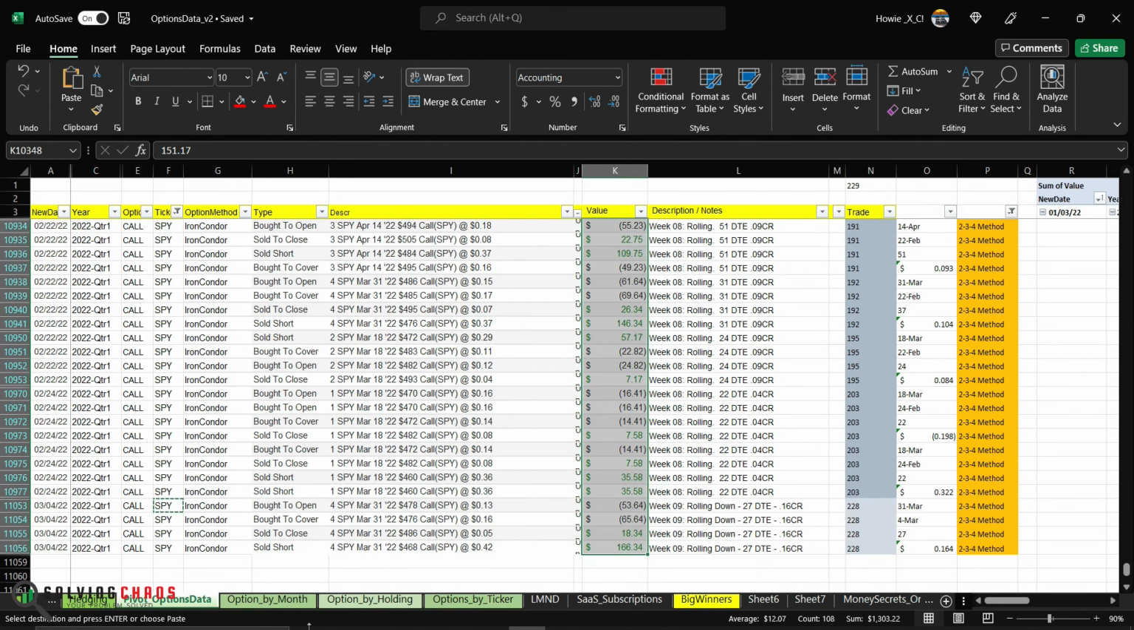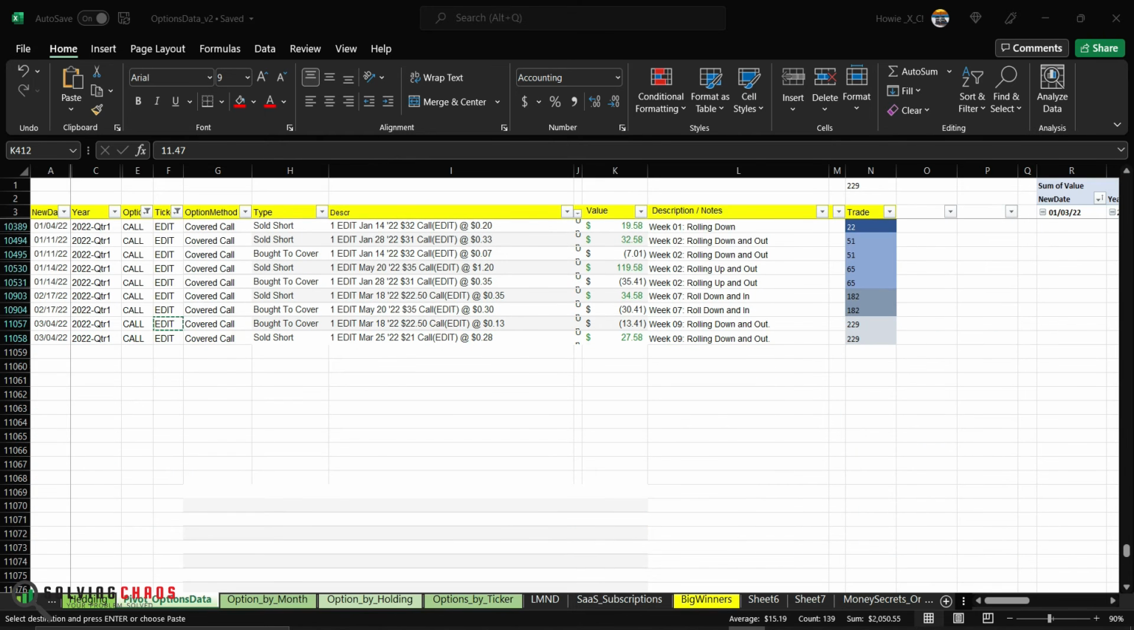But let's talk about some other specific trades. I put a filter on Editas, and you can see that in week number 9, I did do one trade. But I wanted to show something interesting. Editas has been a profitable trade for me over the long term.